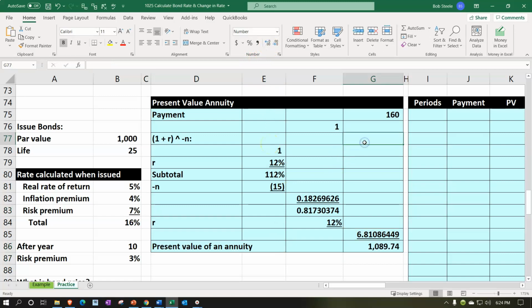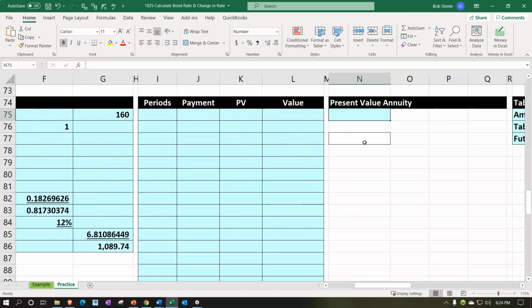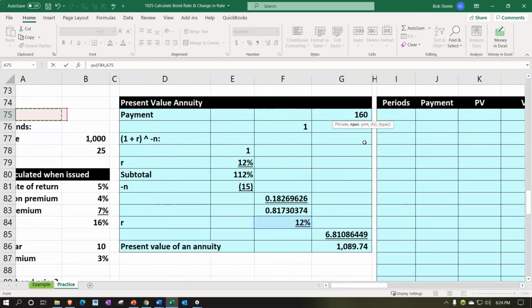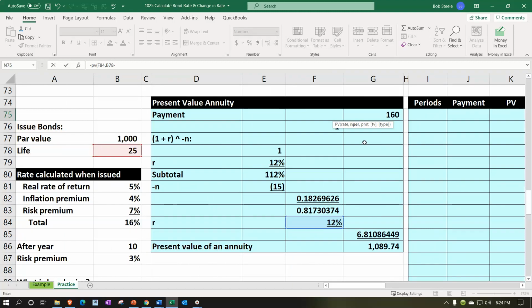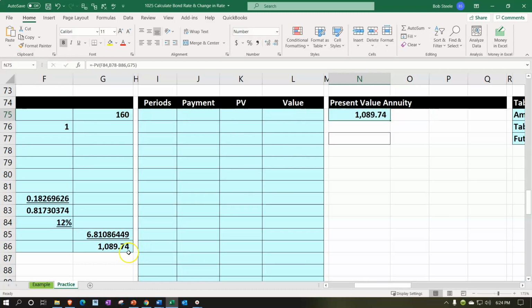Let's do this again. Let's do it first with the formula. That's going to be over here. So this is the fastest and the magical way of doing it. So this is going to be negative present value, Shift 9, rate. I'm going to pick up the 12% right here this time, comma, number of periods now is going to be, we said 25 before, minus 10 because time had passed. And then the payment is going to be 160. That then, once again, is the 1,089.74.